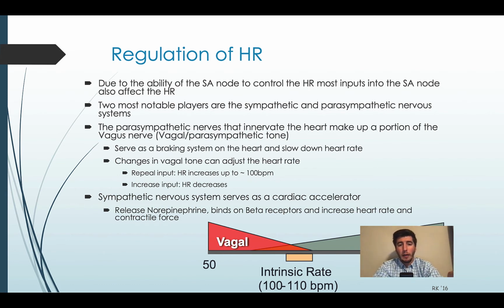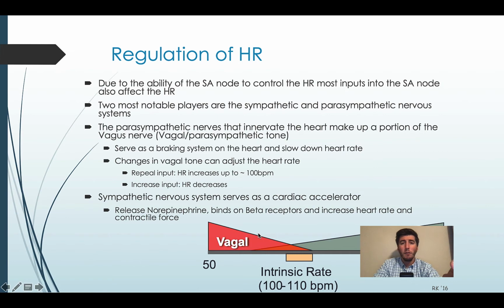We also have accelerator nerves that we can place on the heart to get the heart rate beating faster and faster, up to 100 to 110 beats per minute and beyond. That's what you're seeing down there on the bottom. As we decrease vagal tone, we're increasing sympathetic tone. As we decrease the parasympathetic innervation, we move closer to that inherent automaticity, the 100 beats per minute that the SA node would normally fire at.